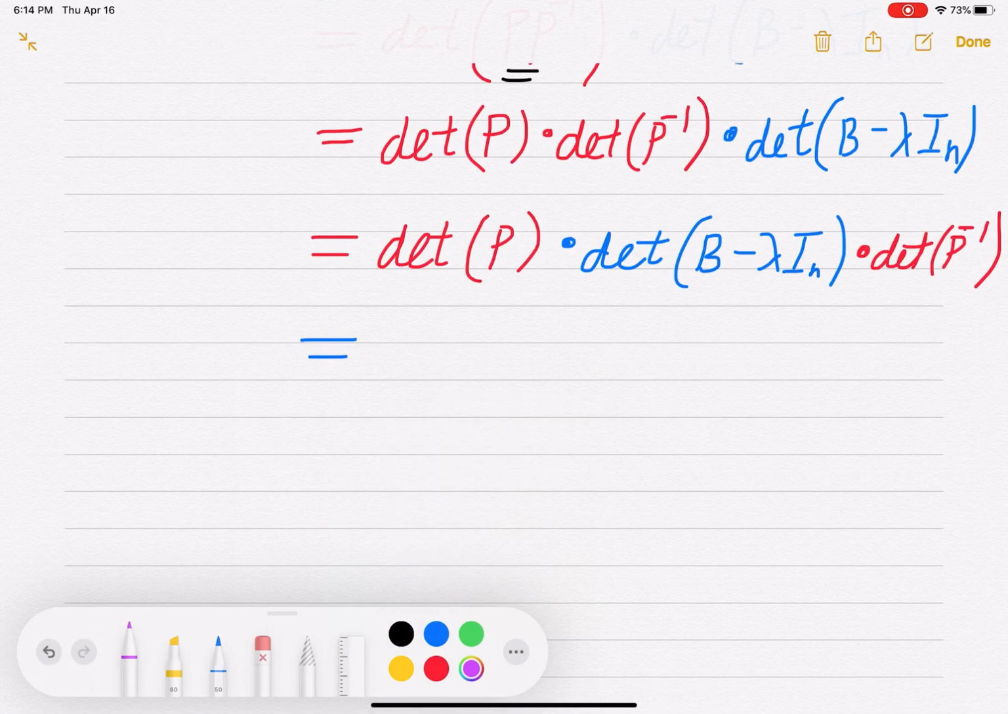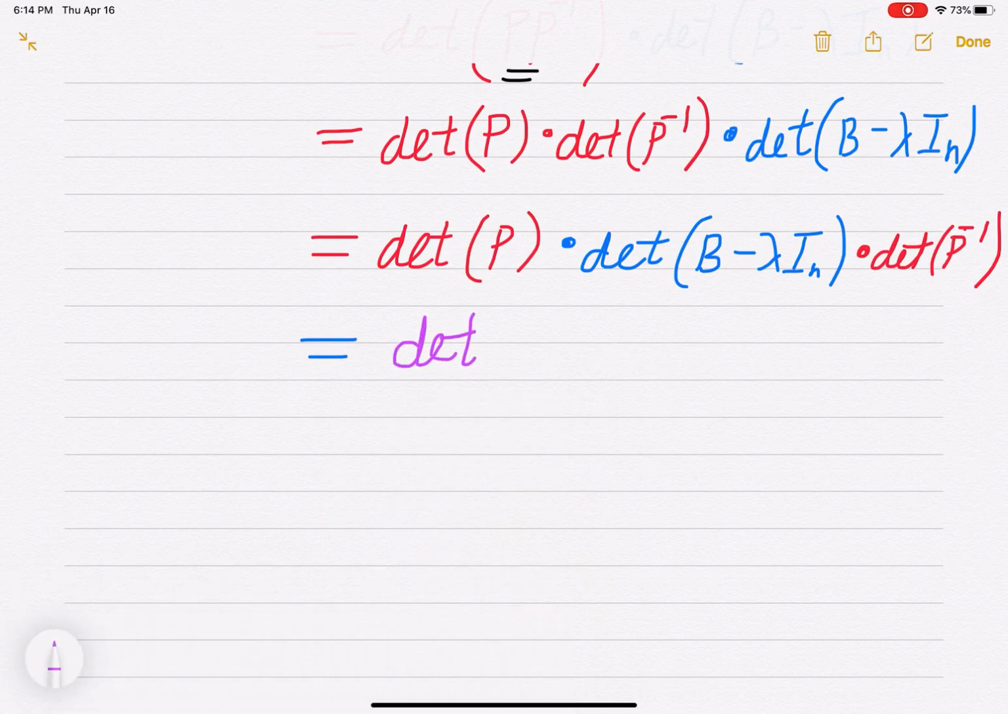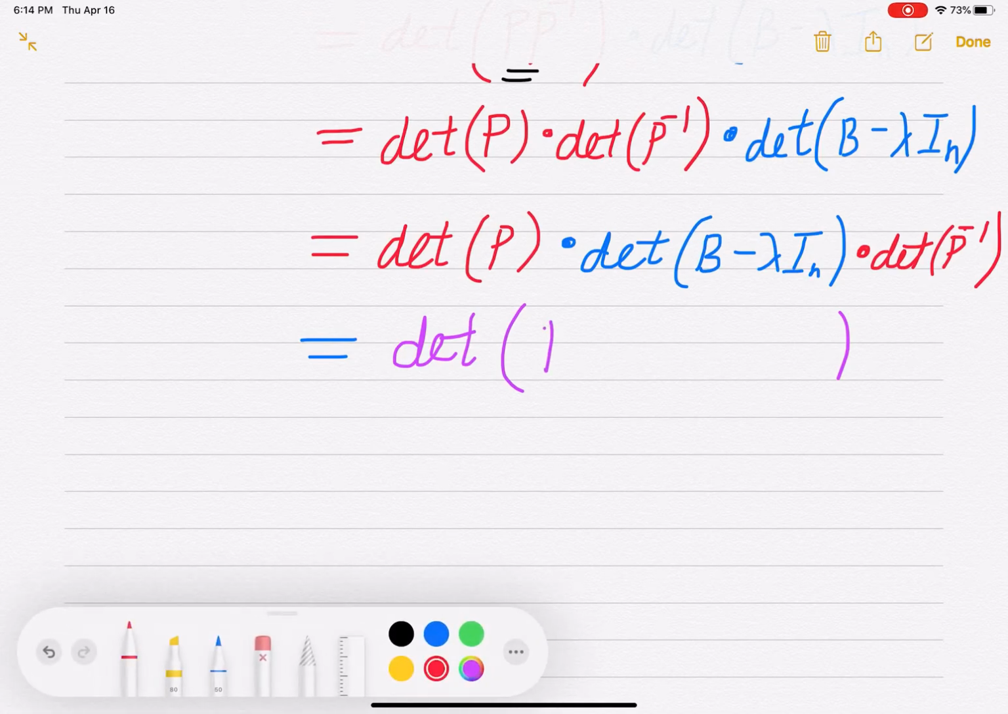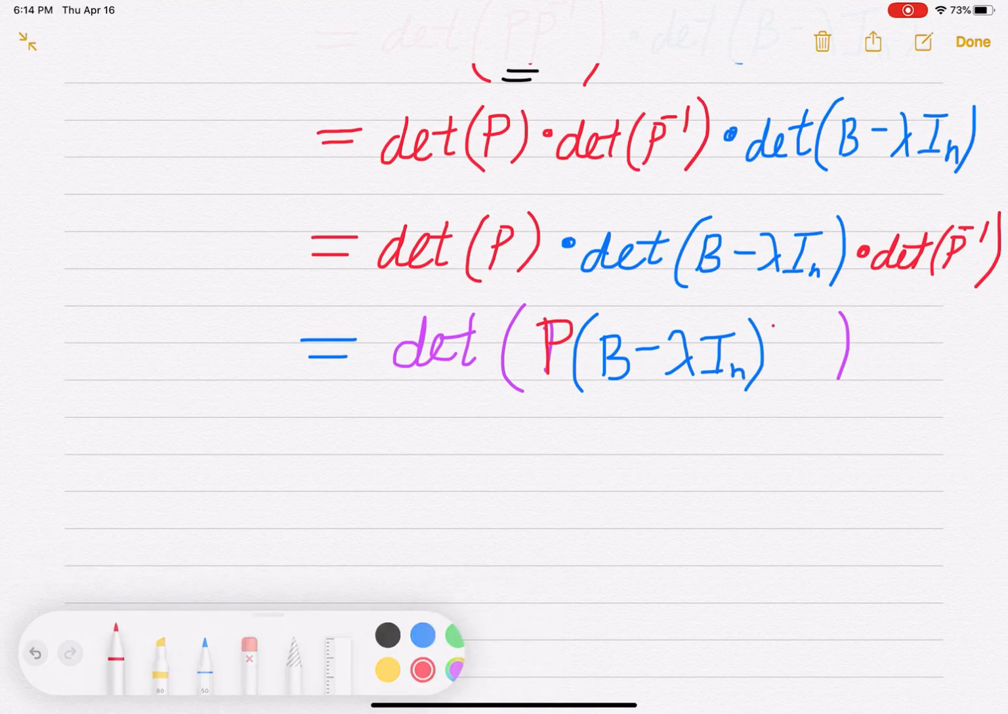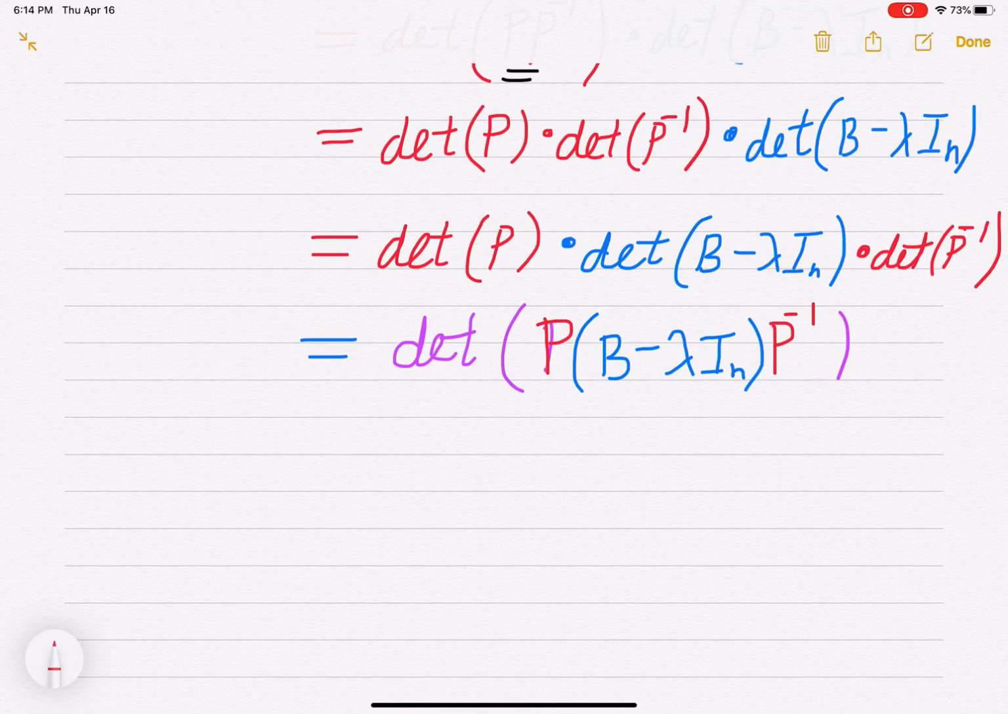It's going to be determinant of, so we're combining these together. We're going to have P on the left multiplied by B minus lambda I in the center. And then we're going to have a P inverse on the right, right? We just combine those into a single determinant. That's called using the multiplicative property in reverse order. Rather than breaking these up, we put things back together.